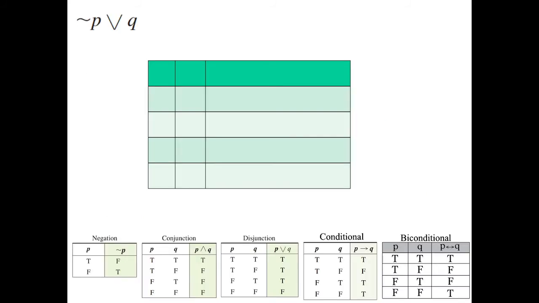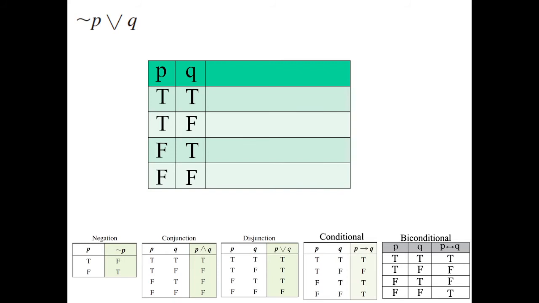Here we go. Our example. What letters are found in my given? P and Q. What do I put in the first column? True, true, false, false. Good. Second column: true, false, true, false. So always remember this: true, true, false, false for the first column, and true, false for the second column.